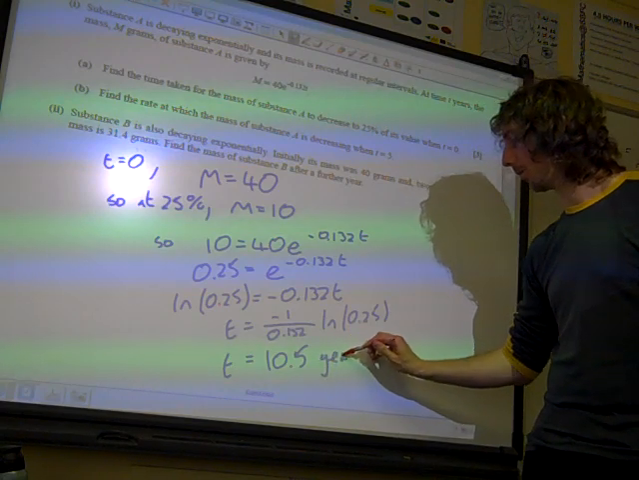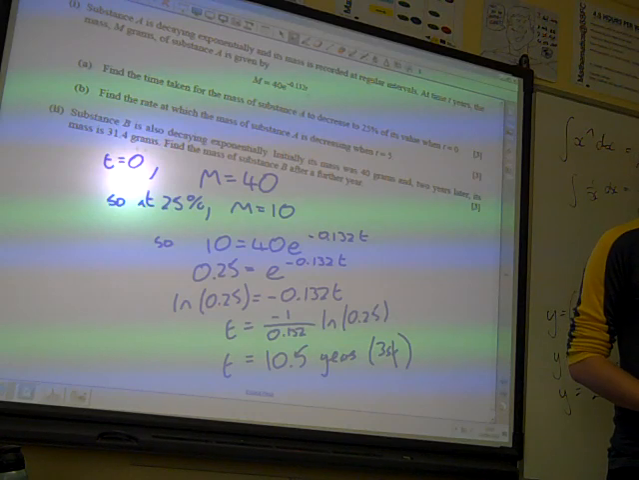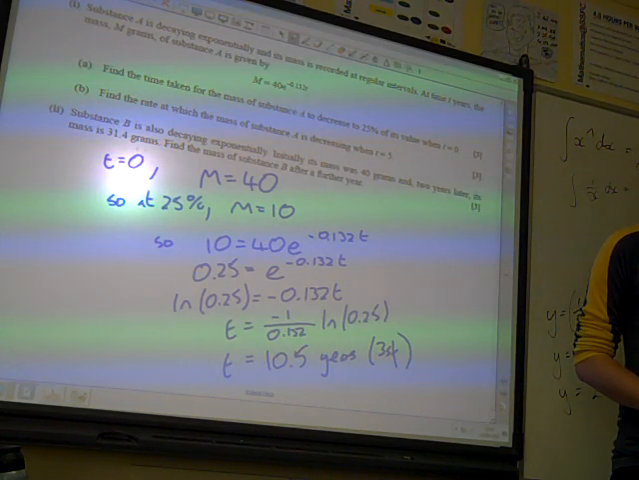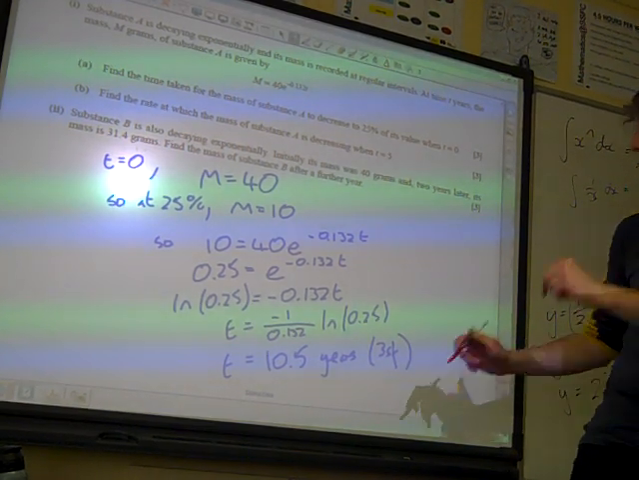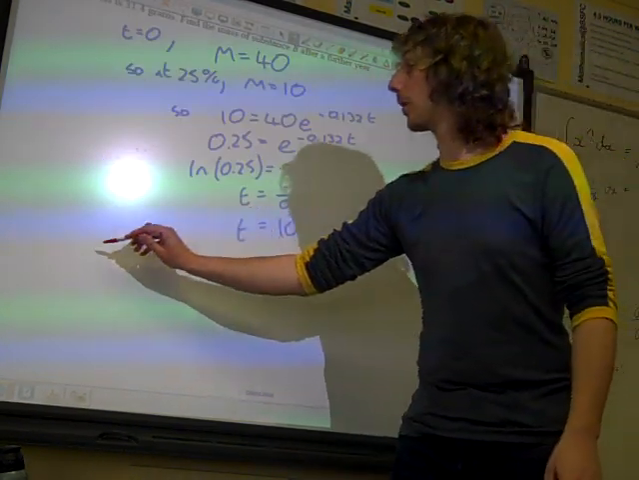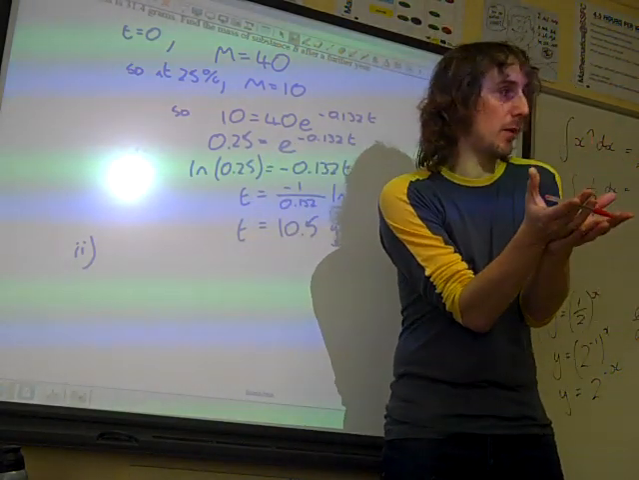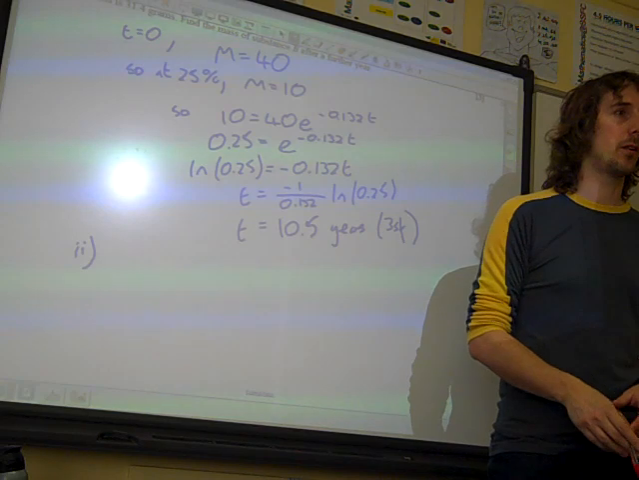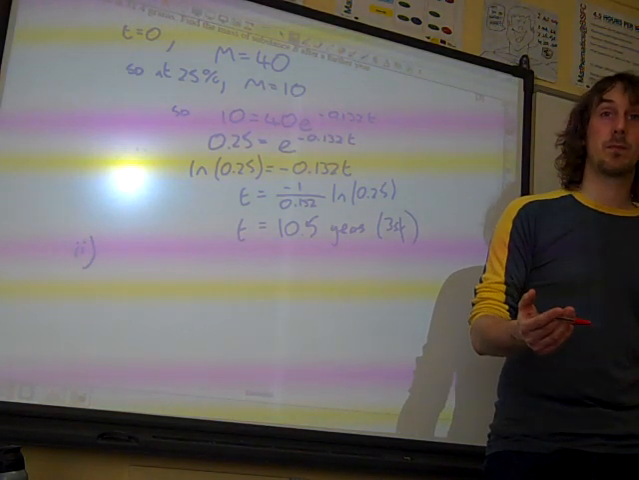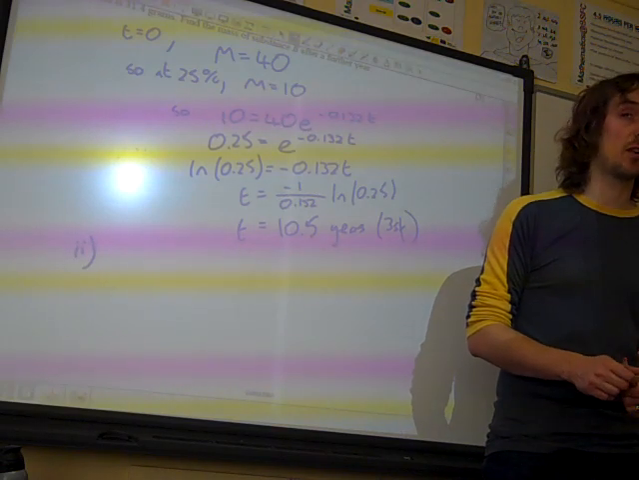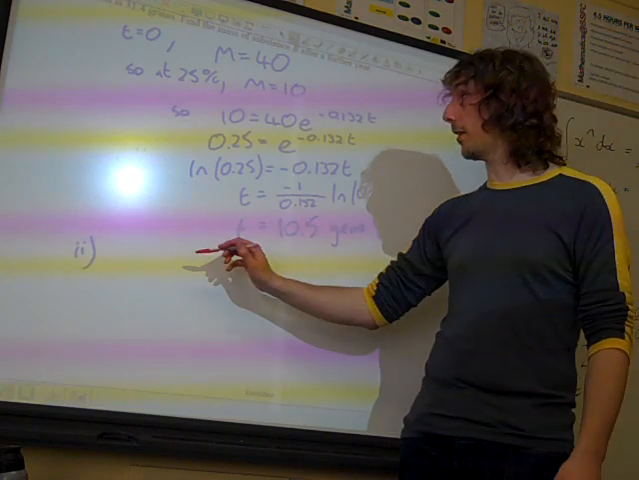10.5 years to 3 significant figures. There we go. Nice little 3 marks to begin with. Part 2 says find the rate at which the mass of substance A is decreasing when t is 5. What do we need to find? What's the rate at which something is decreasing? What does that mean? dm by dt. It's telling us to differentiate, isn't it?